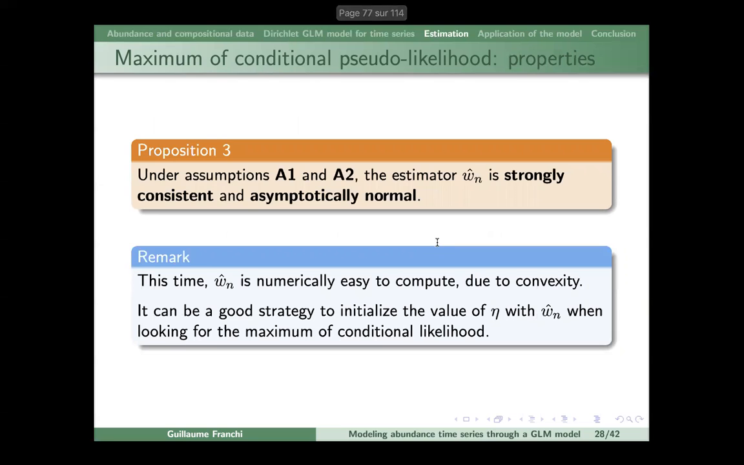And actually, a good strategy, if you want to estimate theta, could be to first run this estimator W hat and to choose as initial value for eta the estimates obtained with W hat. And in practice, it works quite well, or at least the computer gives us some result. Maybe it's not very good, but in every scenario, it gave me results.